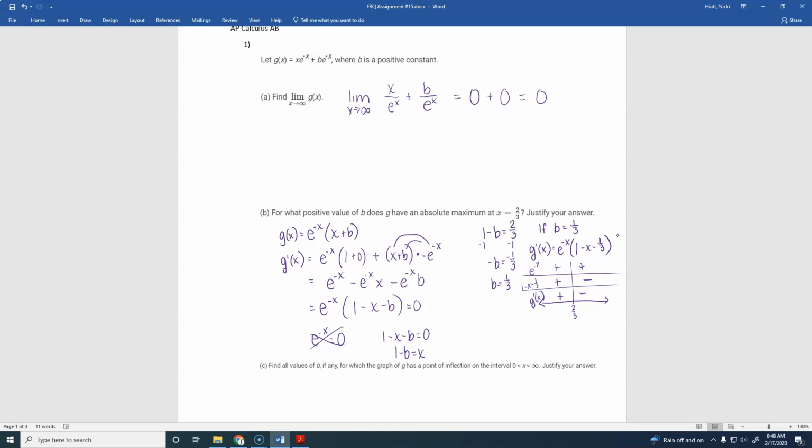So what's happening here, because this is the only critical point you would have for this graph, which means this graph of g of x would be increasing and then decreasing. So that has to be the absolute maximum, because if you only increase up to that point and then you only decrease after that point, there are no other possibilities for a maximum or minimum.